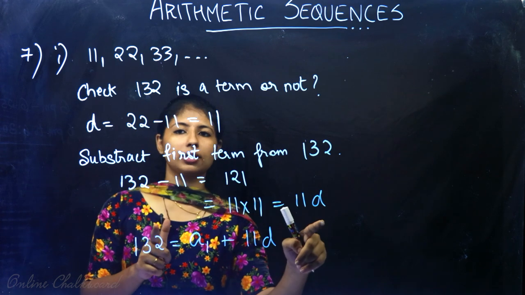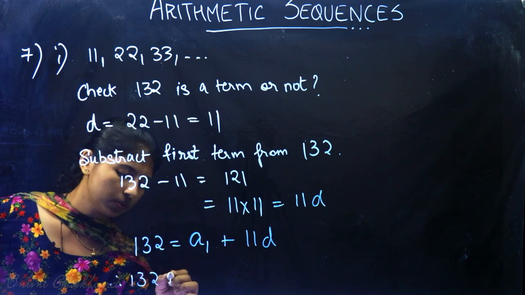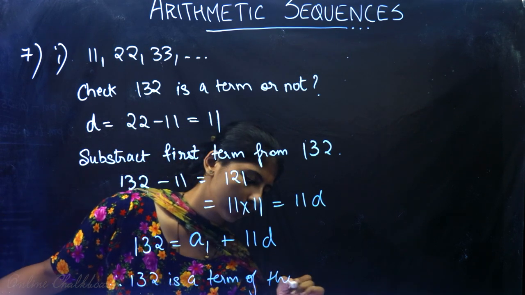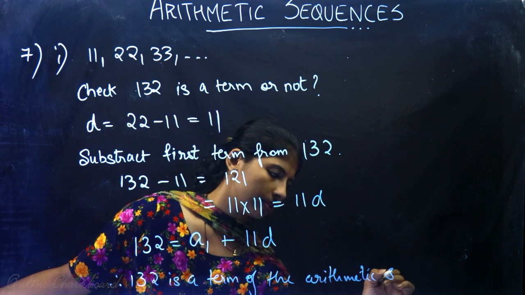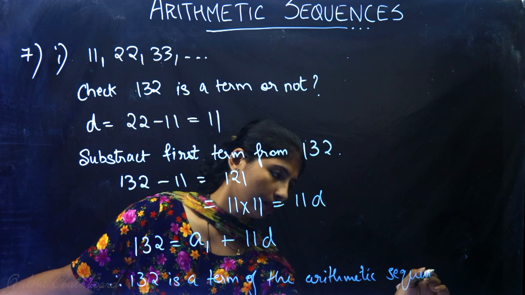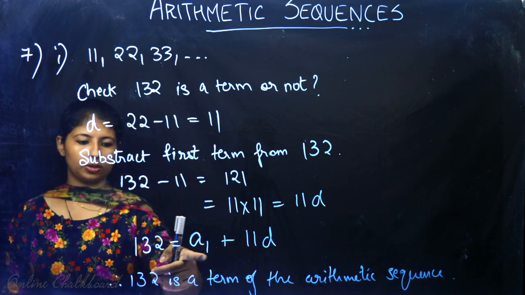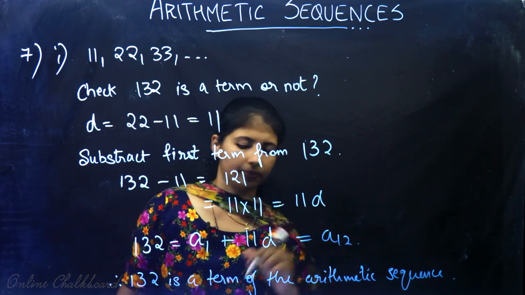Kaana idine difference vandu multiple of 11 nu kitti. Therefore 132 is a term of the arithmetic sequence. If you see, it is 11 times the common difference added to the first term, therefore it is the 12th term.